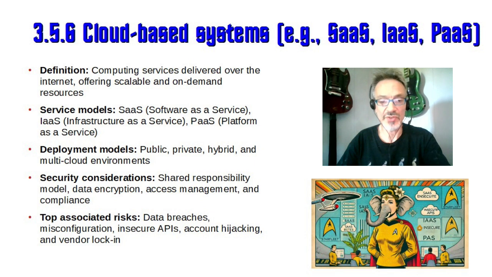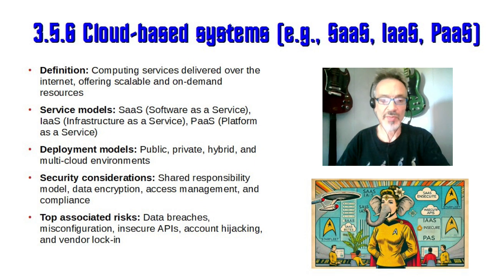3.5.6 Cloud-based systems, a very critical area for the CISSP exam. Definition: cloud-based systems are computing services delivered on the internet, offering scalability and on-demand service. The service models on the exam basically cover the three models of SaaS, software as a service, which provides access to software applications over the internet; infrastructure as a service, which offers virtualized computing resources on the internet; and platform as a service, which provides a platform allowing customers to develop, run, and manage applications.